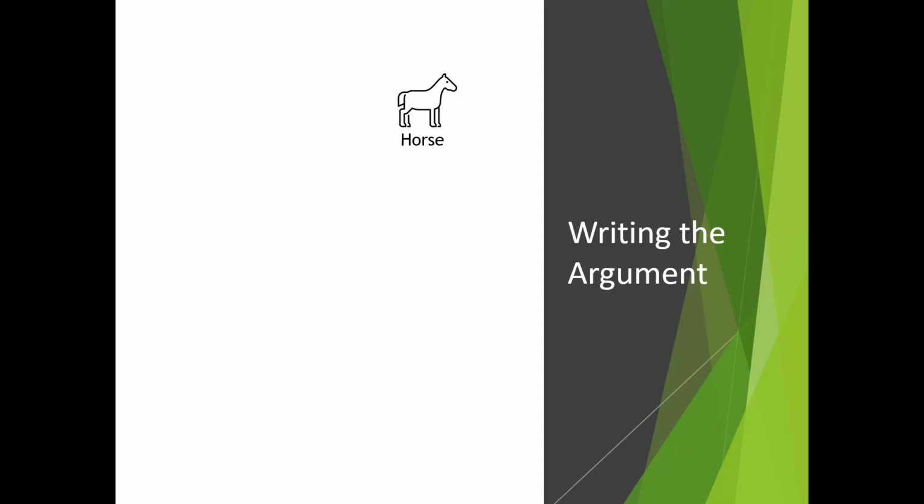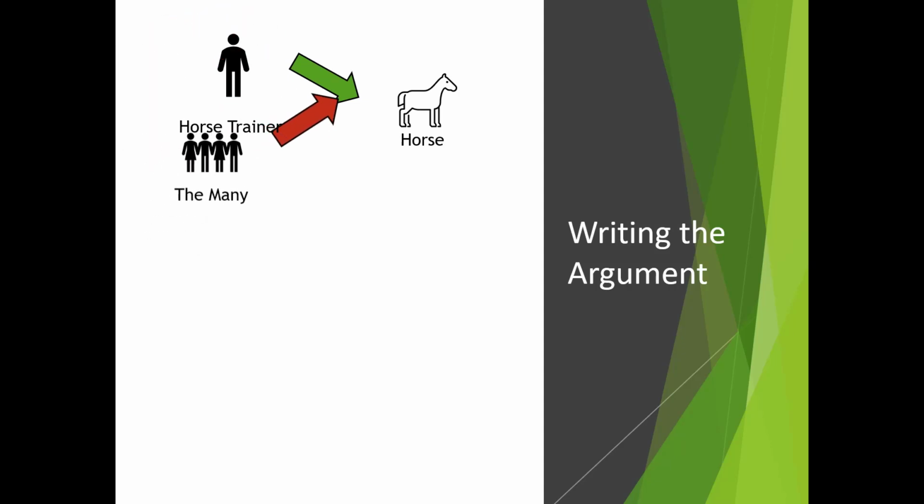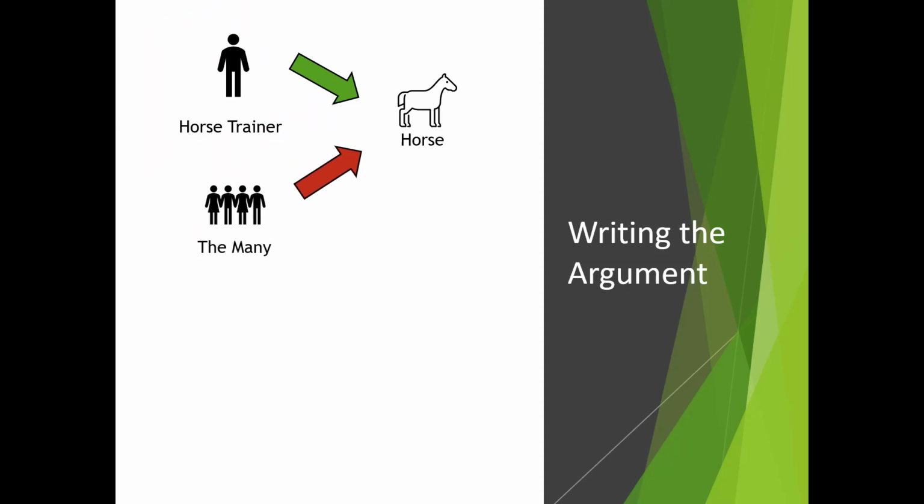And then, of course, what you have is Socrates saying, in the case of the horses, you have one person, the horse trainer, who benefits the horses. Hence the green arrow, benefiting the horse. Then in the case of the many, who are ignorant and unskilled, they are harming the horse. Perhaps not intentionally, but they are harmful to the horse.